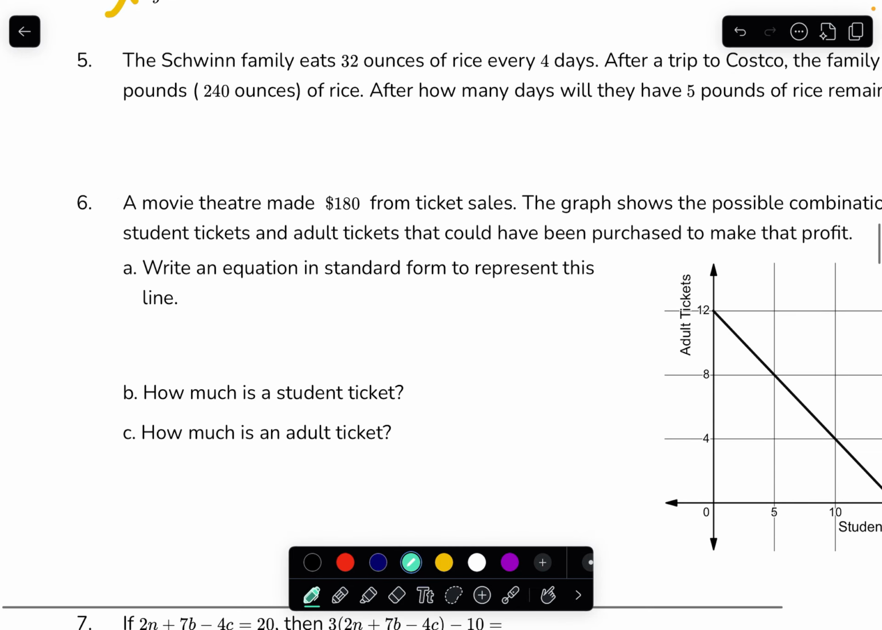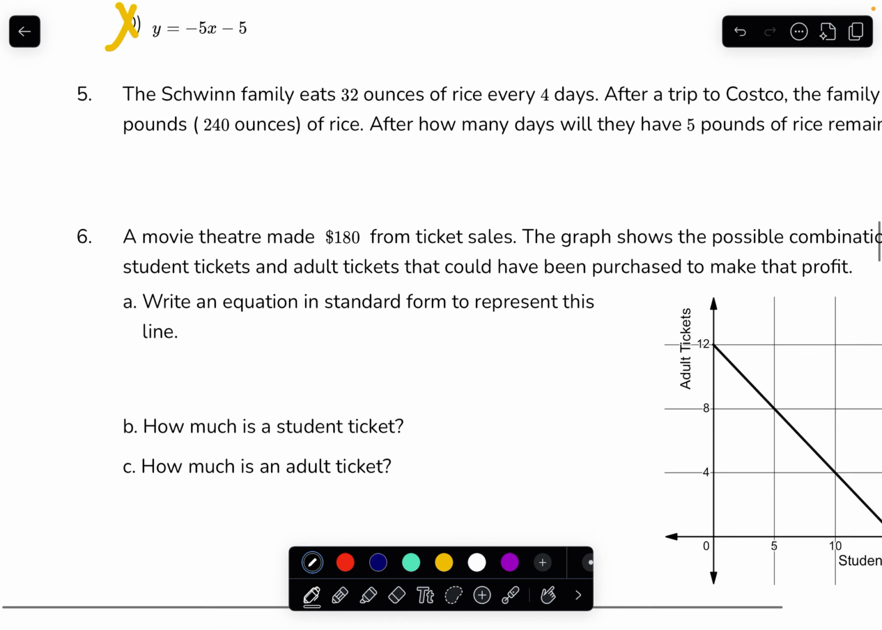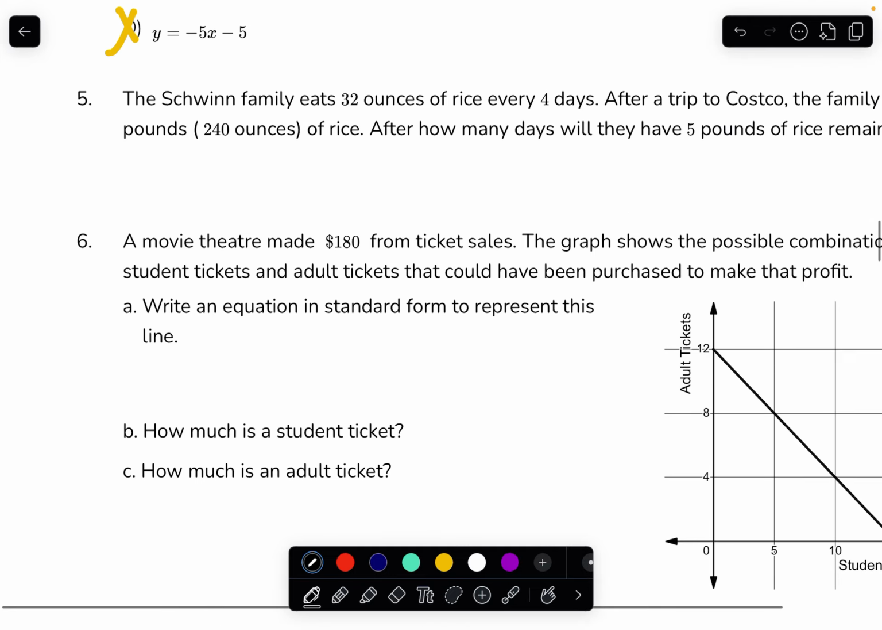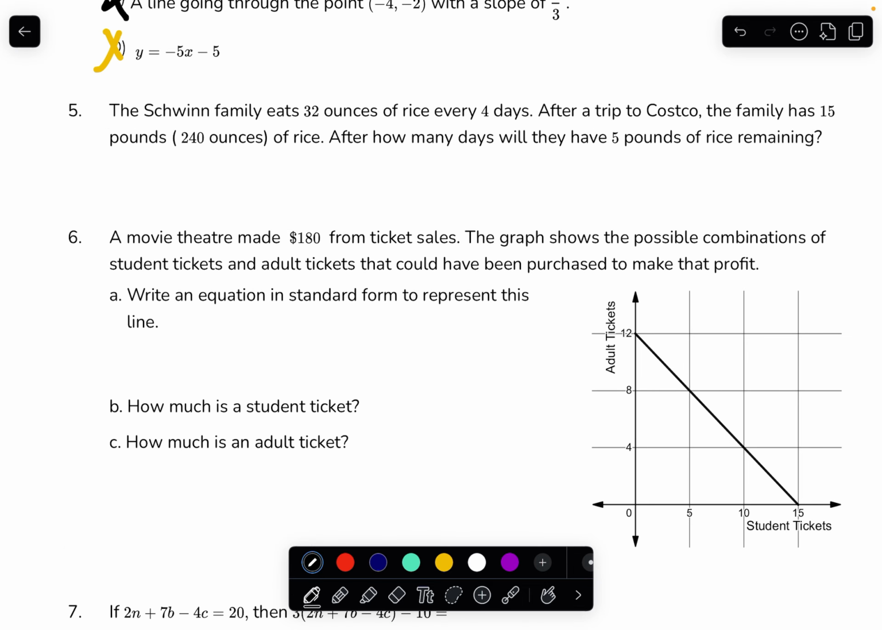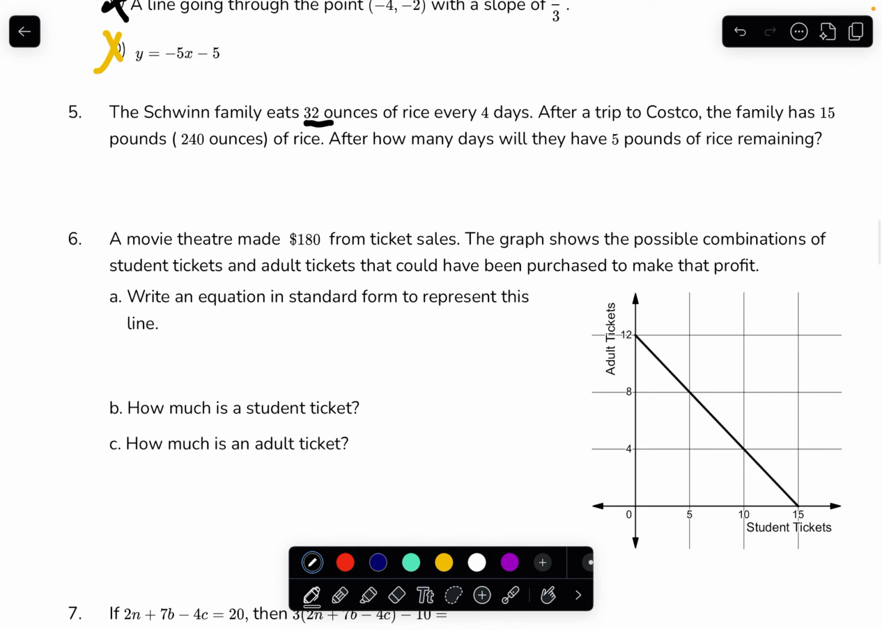I'm going to pause this after 10, since there's 20 questions. All right, I'll do part A and part B. Okay, number 5: the Schwinn family eats 32 ounces of rice every 4 days. After a trip to Costco, the family has 15 pounds, 240 ounces of rice. After how many days will they have 5 pounds of rice remaining?